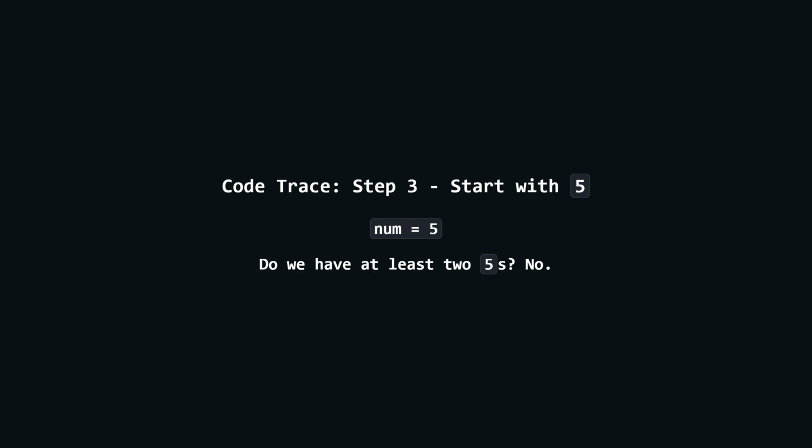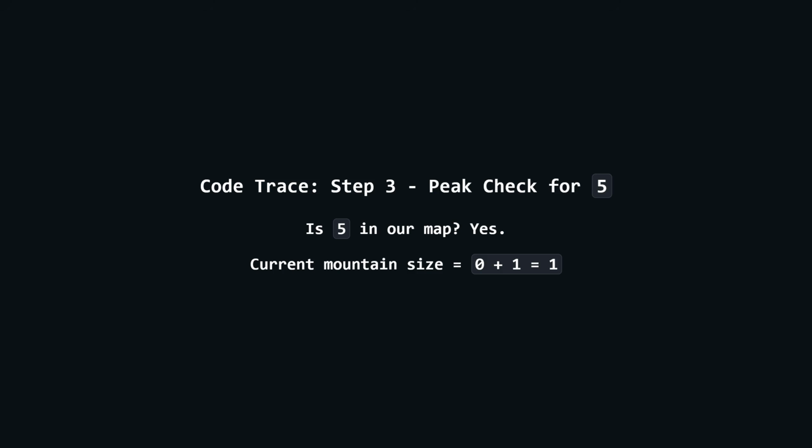Now we start looping through the remaining numbers. Let's say we start with 5. Our while loop asks, do we have at least 2 5s? No, we only have 1. So the while loop doesn't even start. Since the loop didn't run, our base size is 0. We check if 5 can be a peak. Yes, we have 1 5. So the total size is 1. Our best answer is still 1.